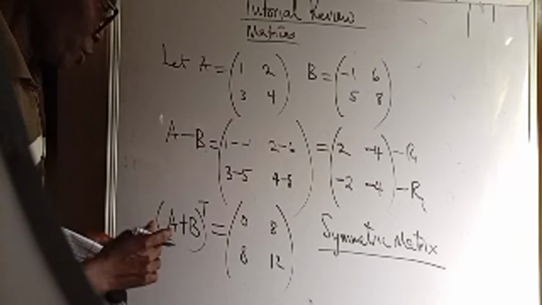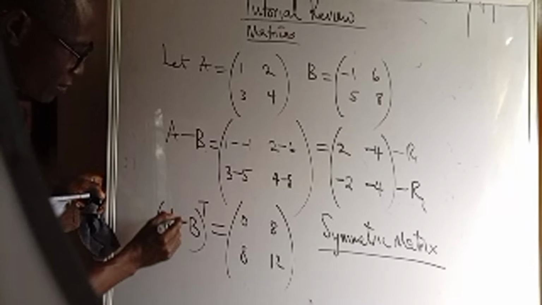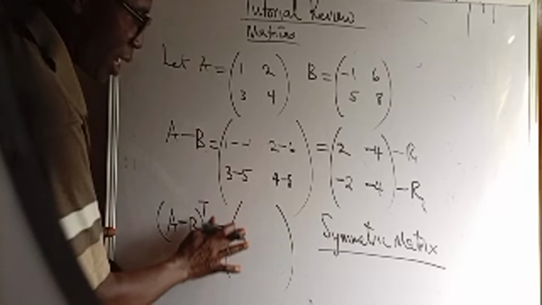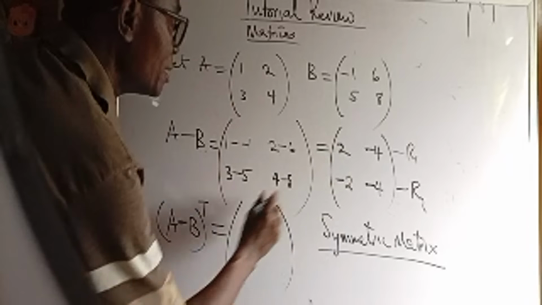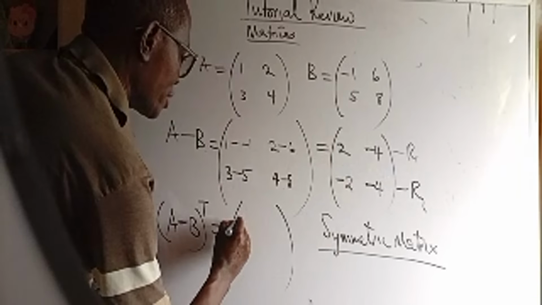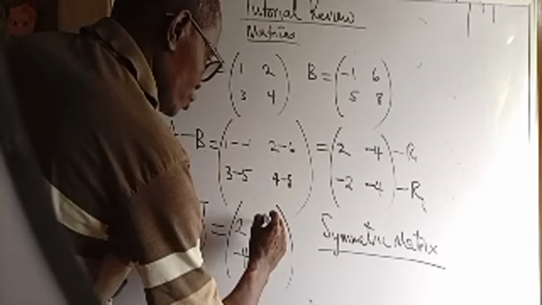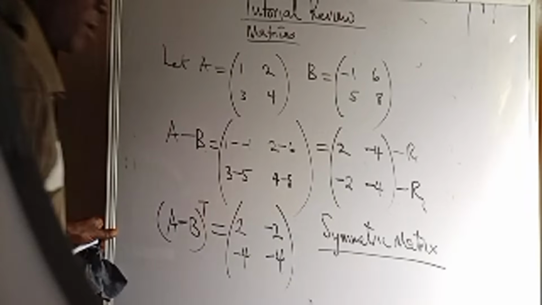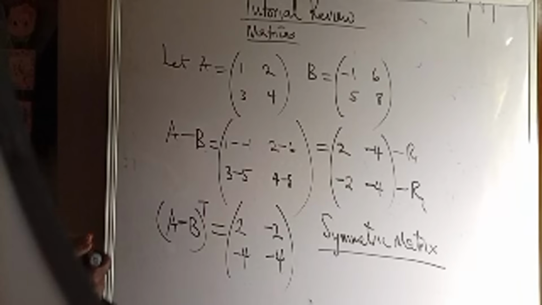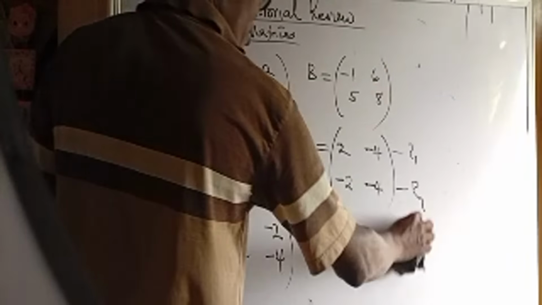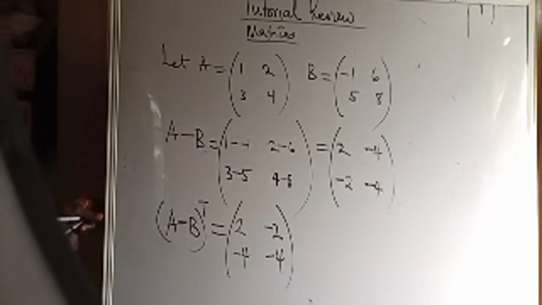Now, suppose we are to find the transpose of A minus B. So let's check. All the elements in row 1 will become column 1. 2 and minus 4 are in row 1. Let it be column 1: 2, minus 4. Now, row 2 becomes column 2: minus 2, minus 4. Obviously, this one is not a symmetric matrix because the transpose matrix is not equal to the original matrix. So A minus B transpose is not the same as A minus B. So that is that about that matrix operation.